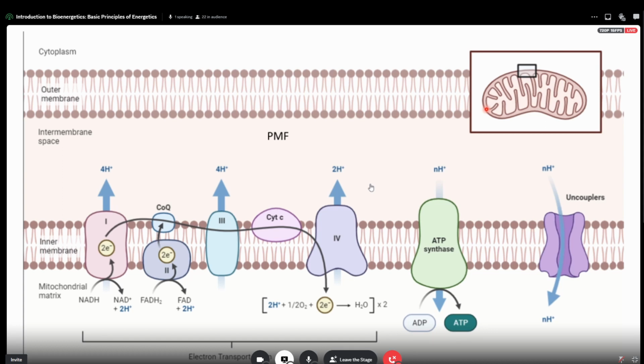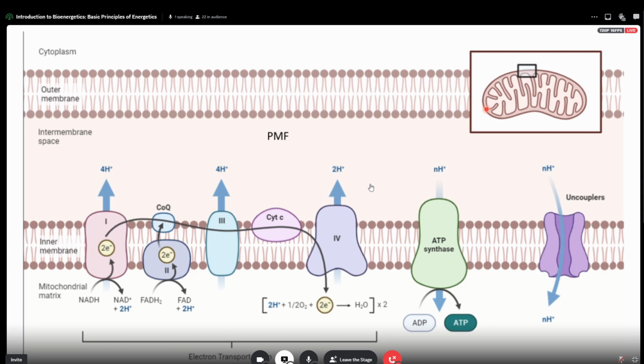The numbers I'm saying, 10 and 6, are not always the case. You can have electron slips and proton leaks, as I spoke about. So it's not always a round number. You have 10 protons being pumped, but it is close to that number. I'm going to talk about what these numbers are a bit later.